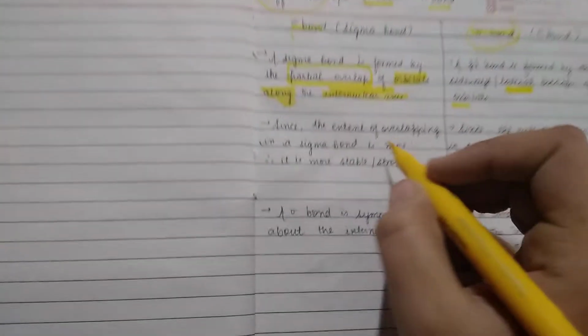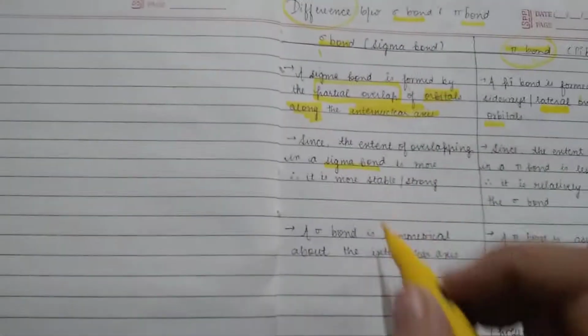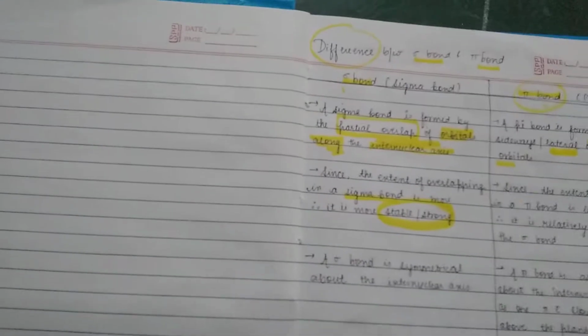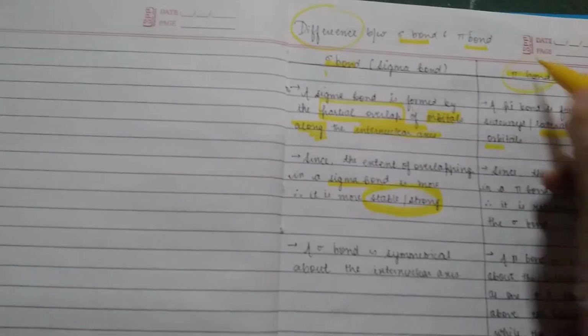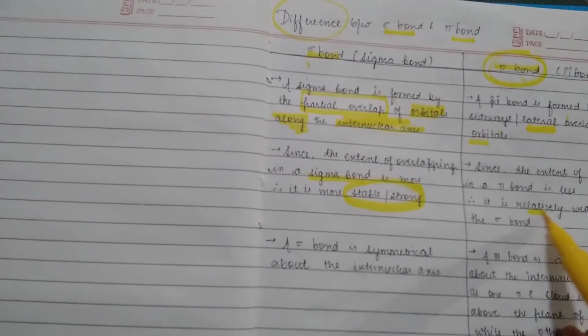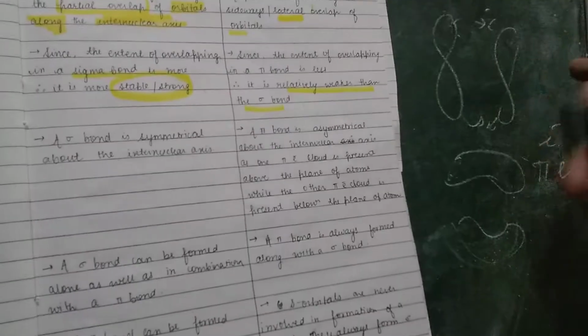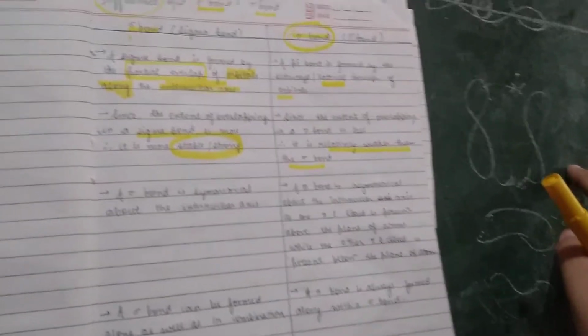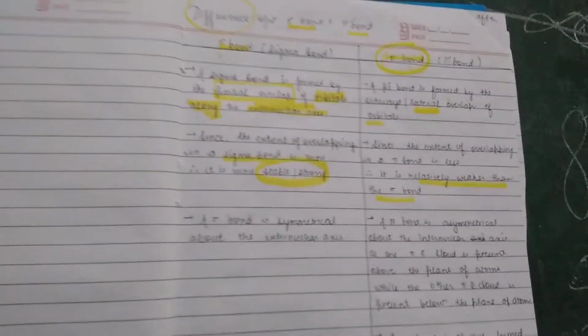Since the extent of overlapping of sigma bonds is more, it forms a stable or strong bond. As compared to this, when pi bonds are formed, it is comparatively weaker because they are formed by the lateral overlap. They were formed by lateral overlap, so this is quite weaker.